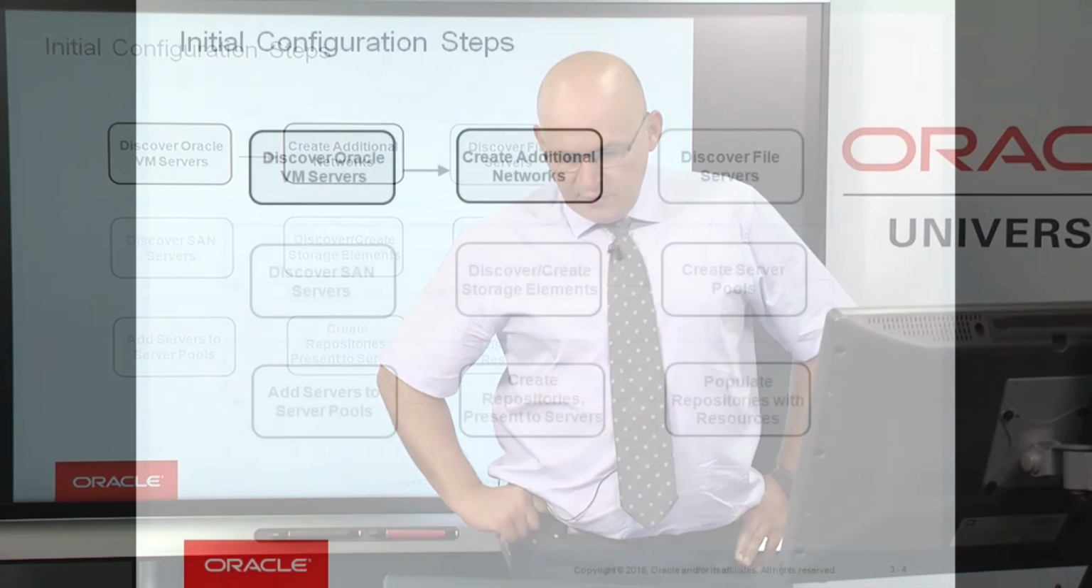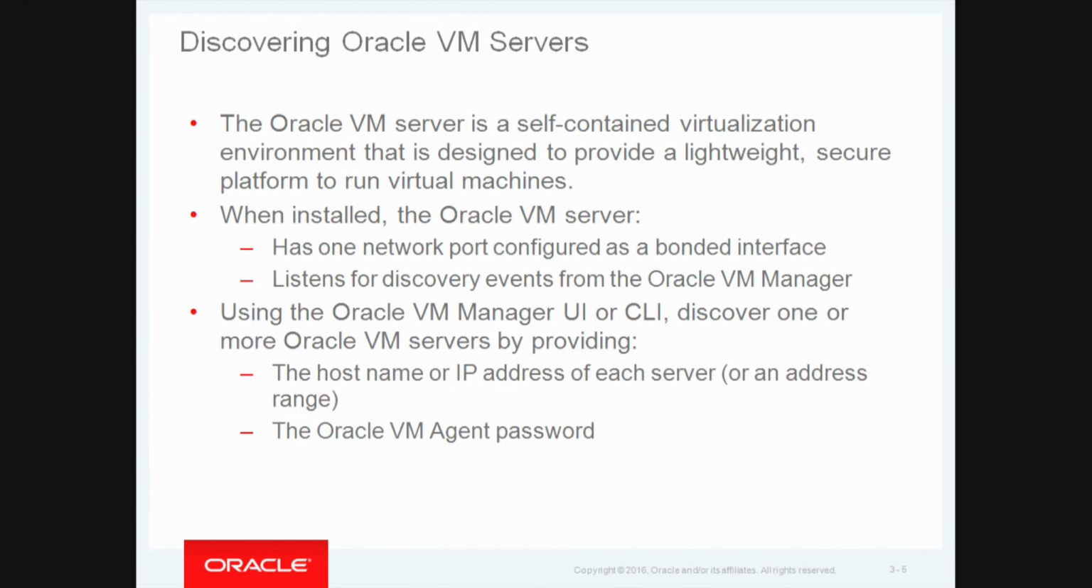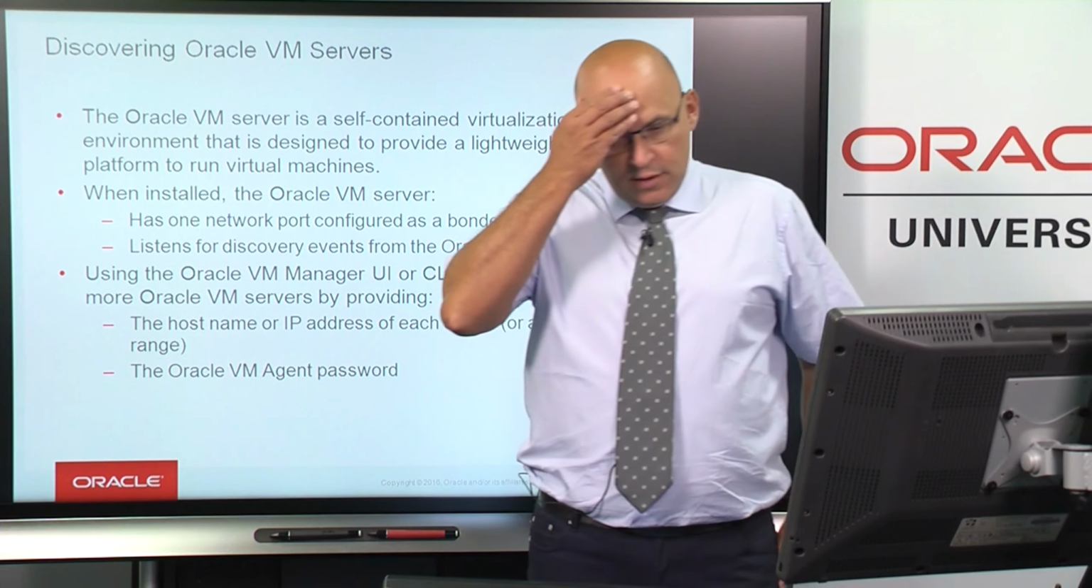So as you can see here, the first step, once you have installed the VM servers, is just to discover them, okay, through a guided process or a command line process. And then once these servers are discovered, you have to create some additional networks, things that we will see on the next slides.